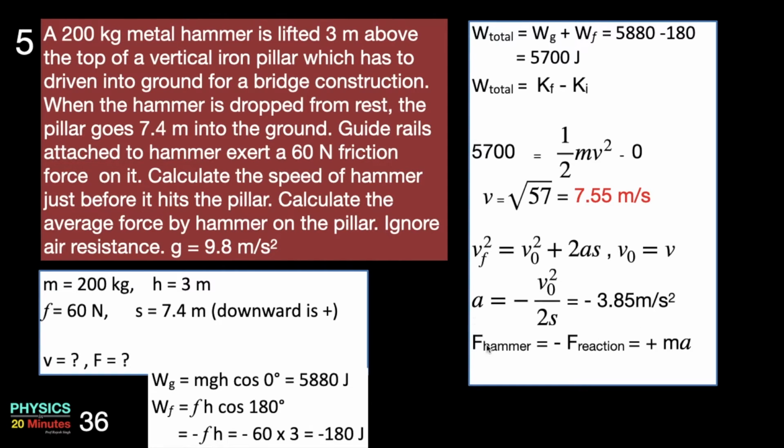This will give you the reaction force on the hammer. By Newton's third law, the force by the hammer will be equal and opposite to the reaction force on the hammer, which will be plus mass into acceleration, where m is the mass of the hammer. When you substitute the mass of the hammer over here, you get 770 Newton, and this force due to the hammer will work in the downward direction. Okay, let's go to the next one.